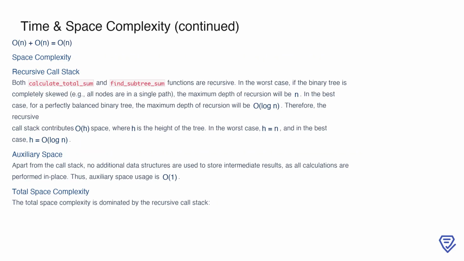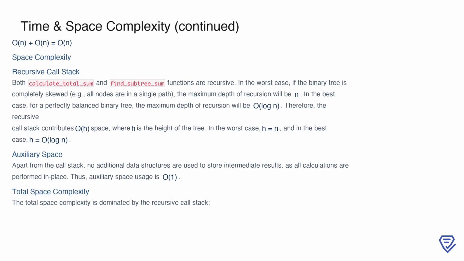Both calculate_total_sum and find_subtree_sum are recursive functions, so the space complexity is influenced by the recursive call stack. Now, let's consider the space complexity. In the worst-case scenario, where the binary tree is completely skewed, the recursion depth will be equal to the total number of nodes, which is n. Thus, the space complexity in this case is O(n).